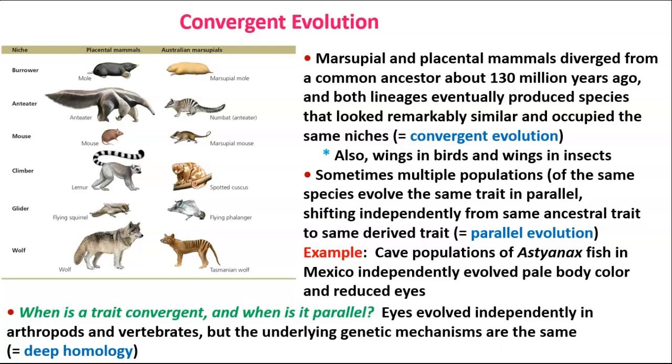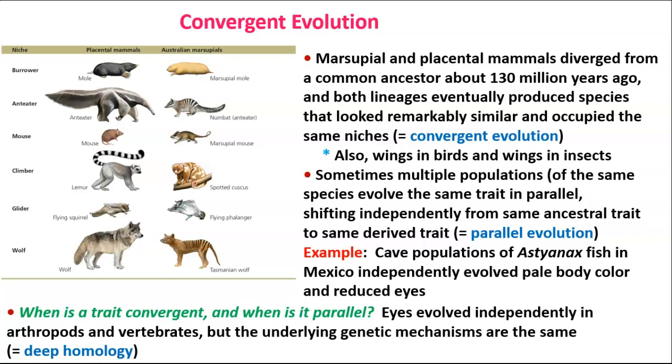So mammals, marsupial and placental mammals, diverged from a common ancestor about 130 million years ago, long time ago. And both lineages, placentals and marsupials, eventually produce species that look remarkably similar and occupy basically the same niches. So by definition, that's convergent evolution.